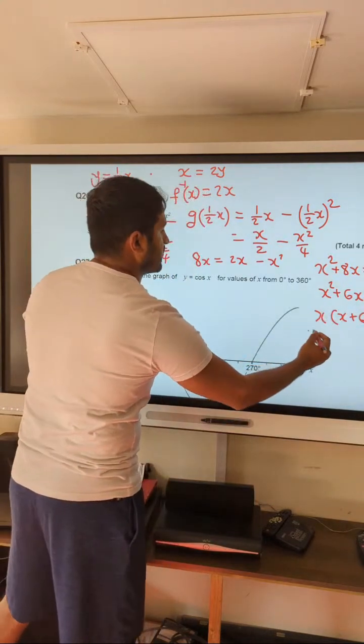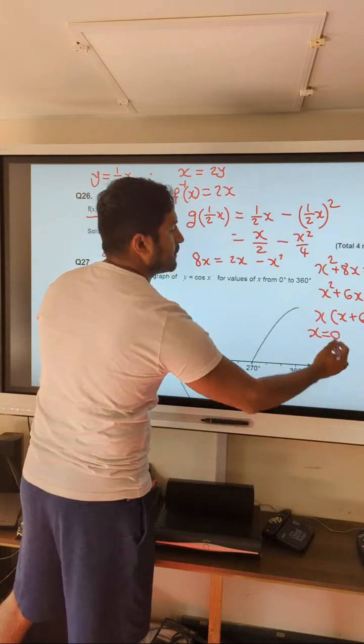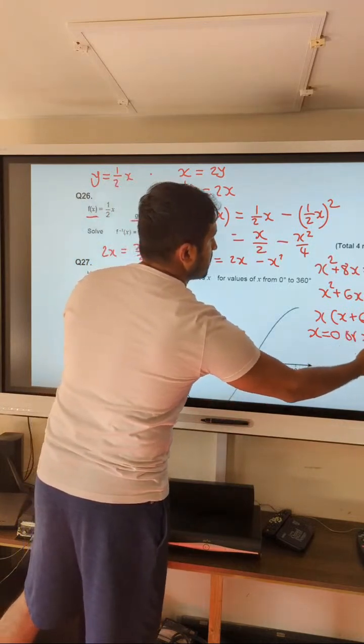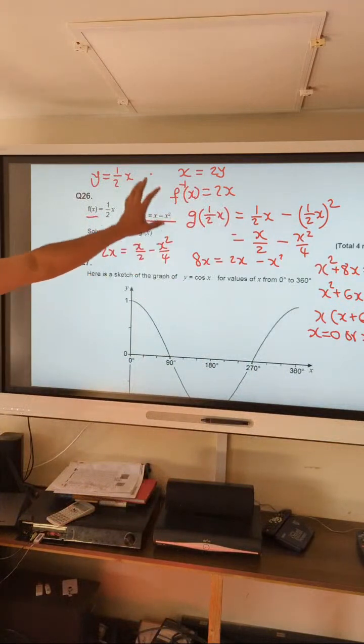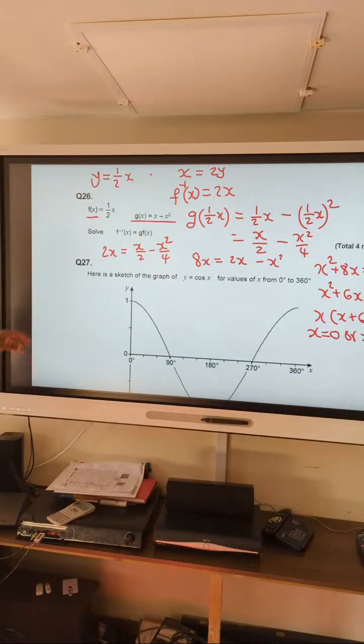So you get two answers. x has to be equal to 0 or x has to be equal to negative 6. So those are the two answers that we get from solving these two functions.